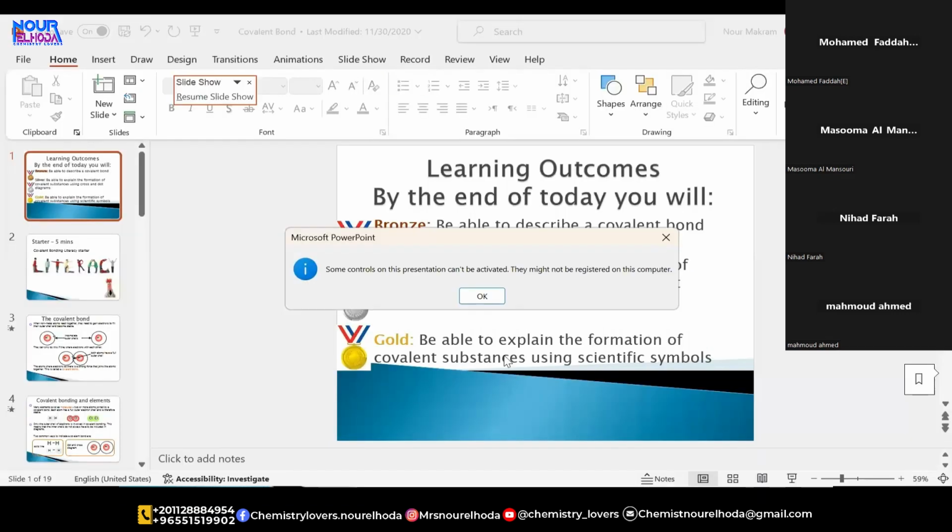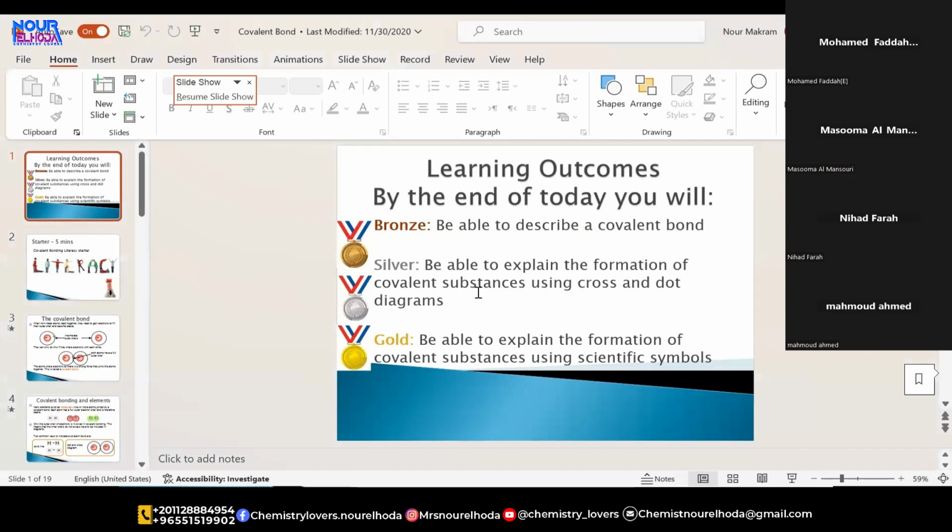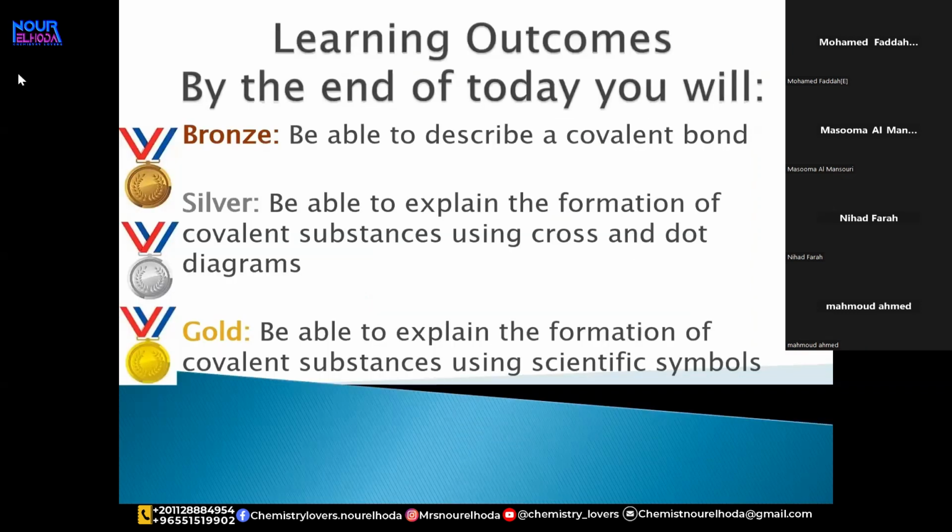How do I know this is a covalent bond? When you find both are nonmetals. It could be formed between 2 nonmetals, 3 nonmetals, 4 nonmetals.